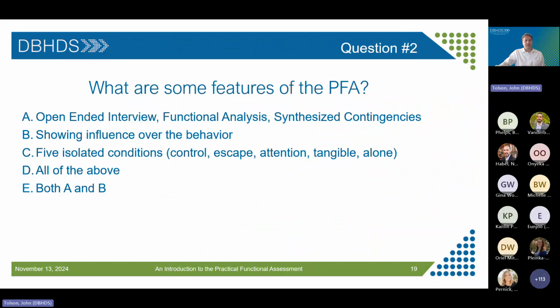All right, question 2 here. What are some features of the PFA? A, open-ended interview, functional analysis, and synthesized contingencies. B, showing influence over the behavior. C, 5 isolated conditions: control, escape, attention, tangible, alone. D, all of the above. Or E, both A and B. You can probably put it in the chat if you'd like and take a minute to think about it.